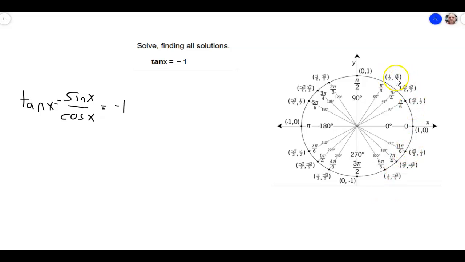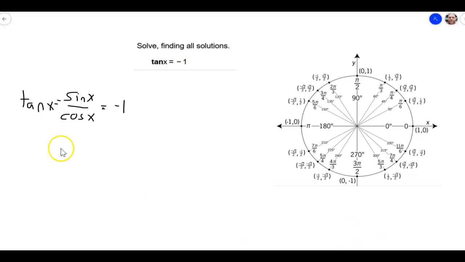If I look at these values here, for example pi over 4, they're both the same, but sine of x over cosine of x, or y over x, gives me a +1, so that's not it. This one will give me a -1 because that's square root of 2 over 2 over negative square root of 2 over 2. And here's another one: negative square root of 2 over 2 over positive square root of 2 over 2. So that's going to be a -1. And this one gives me a +1, because that's negative square root of 2 over 2 over negative square root of 2 over 2.